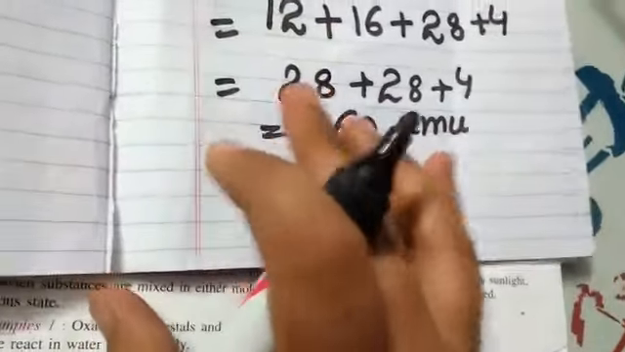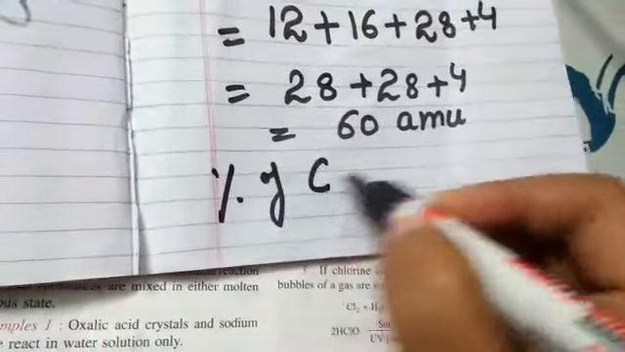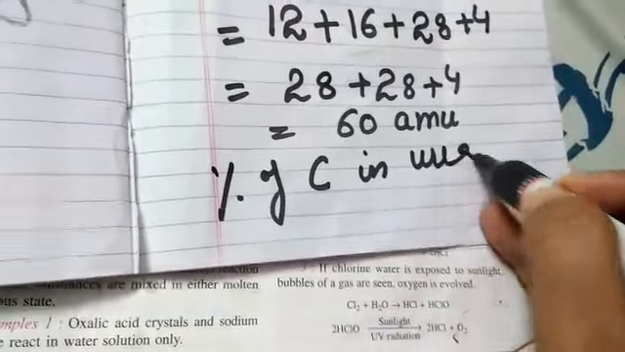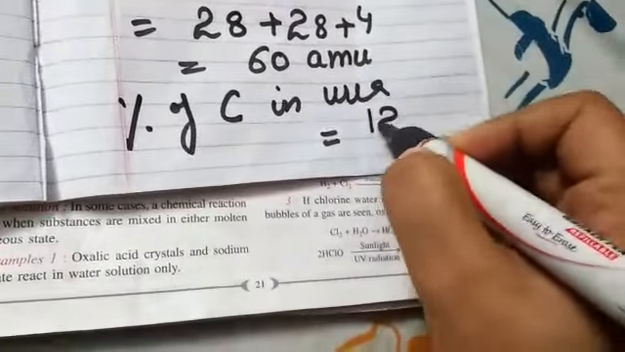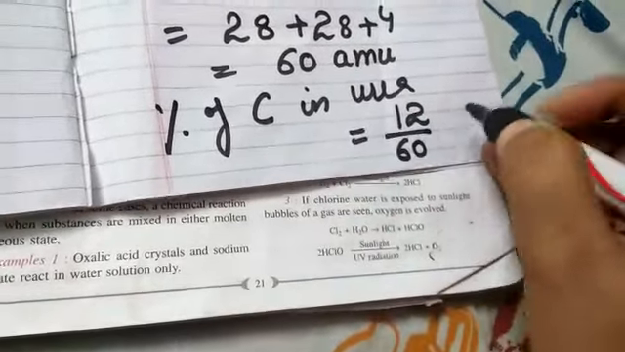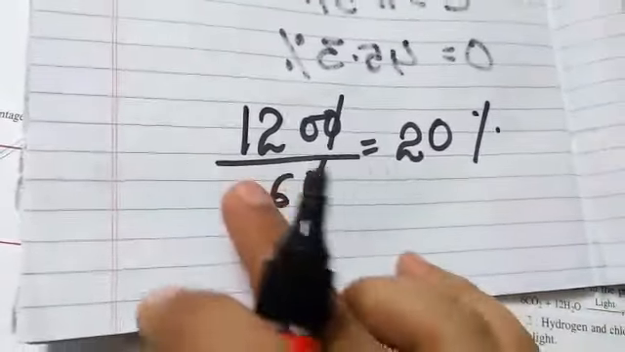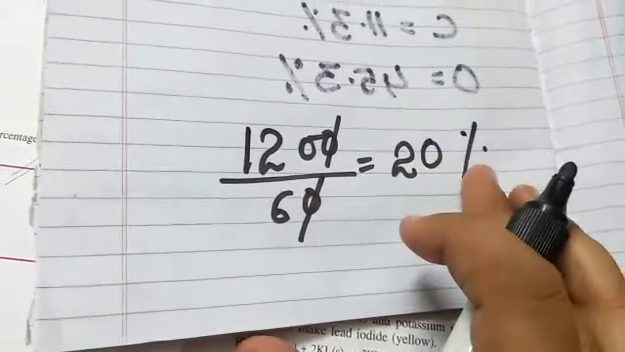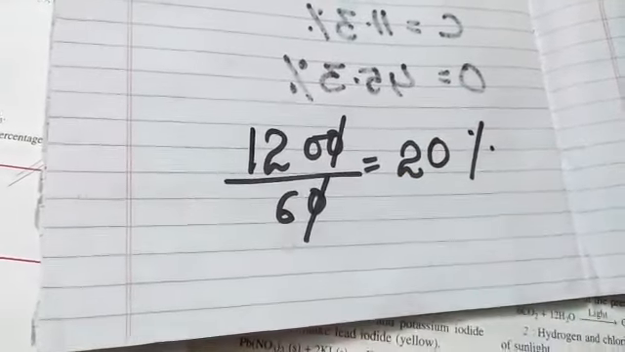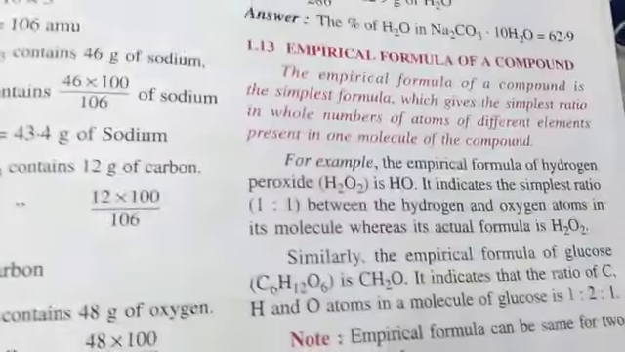Now we have to find out the percentage composition of carbon. So percentage of carbon in urea. How do we calculate it? Write down the mass of carbon in the numerator over the total mass of the compound, that is urea, multiplied by 100. When we calculate this, 1200 over 60, it comes out to be 20%. So this is the percentage of carbon in urea. Like this, you can solve many of the problems given in your book exercise. So try to solve them.